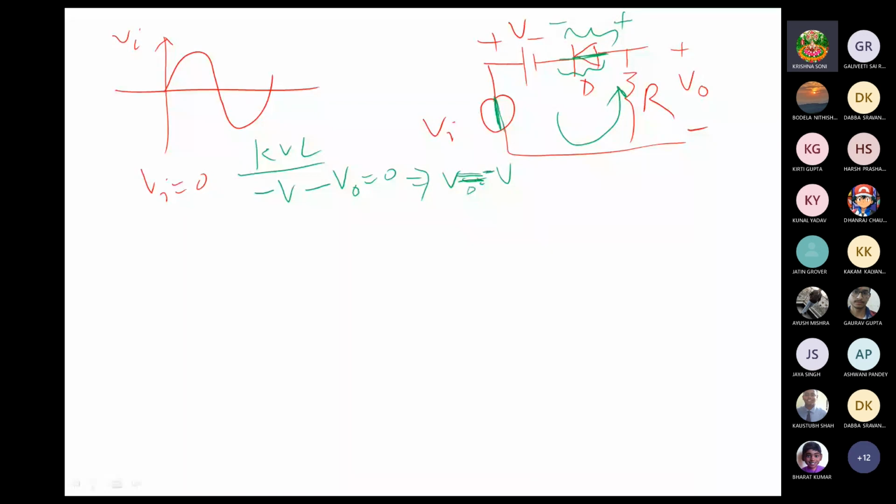Okay. So V naught is equal to minus V means the polarity of the voltage which we have taken here is not the one in reality, but it is just opposite to that. Okay. So the output is equal to, in this case, minus V when the input voltage is 0.